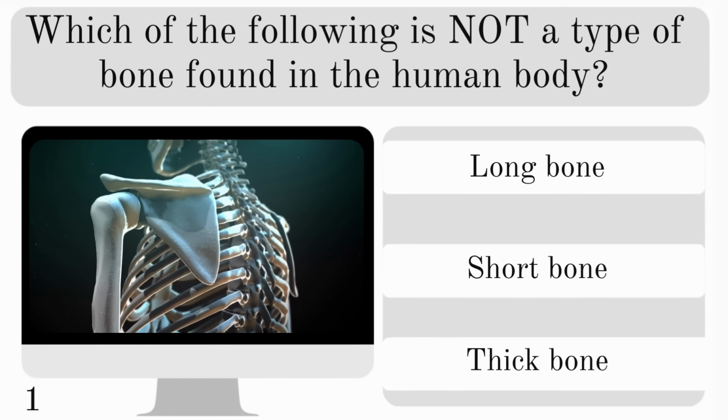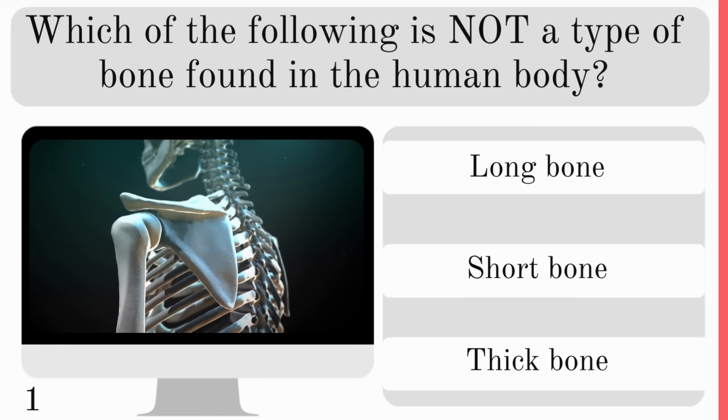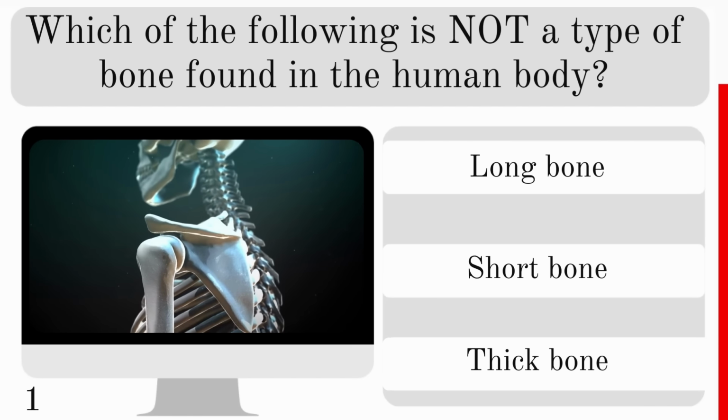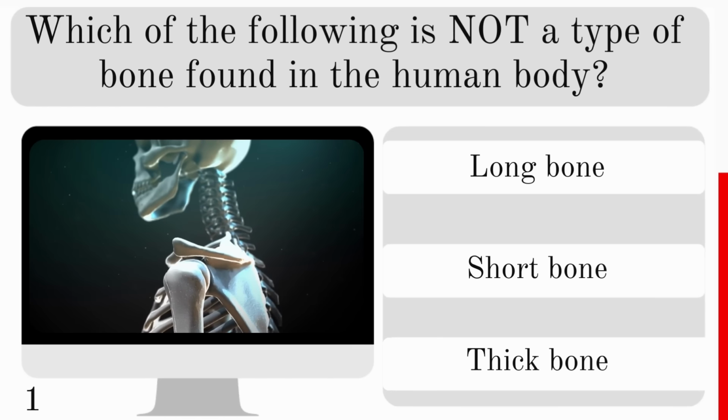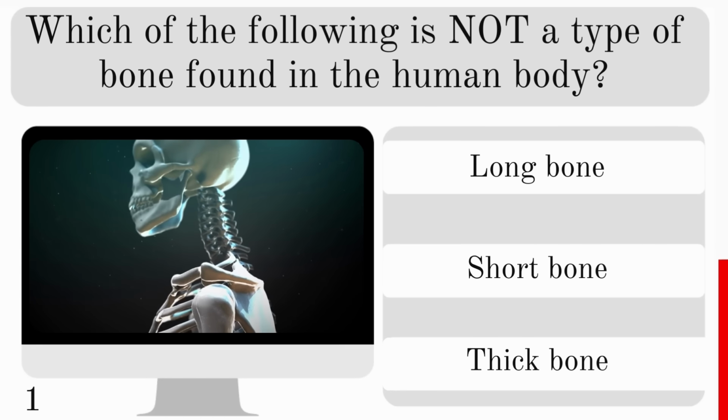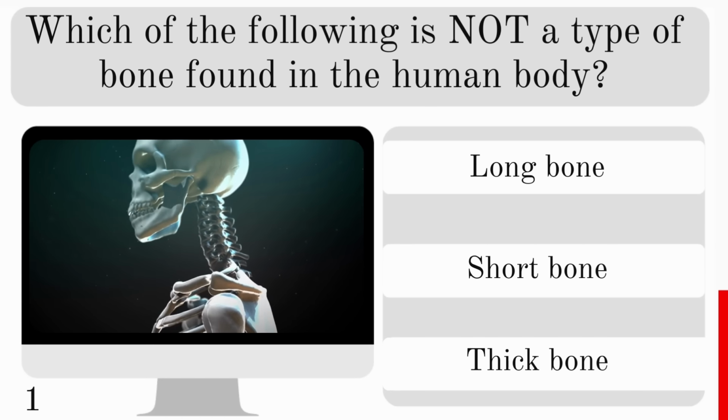Which of the following is not a type of bone found in the human body? Long, short, or thick? And there is no thick bone. Which type of joint allows for the greatest range of motion? A hinge, ball and socket, or pivot? And the correct answer there, ball and socket.